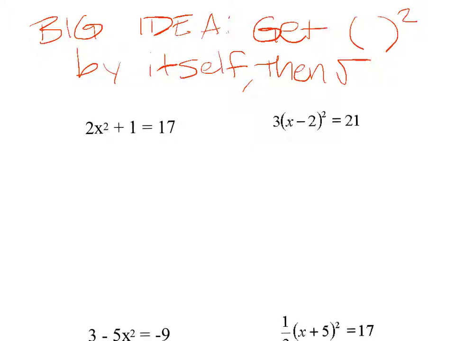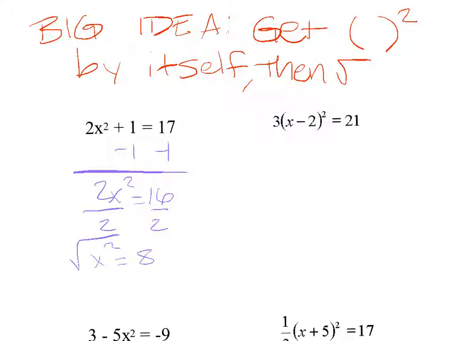So let's go with this first one here, where the thing being squared is just x squared. So I'm going to get x squared by itself. Just like before, we subtract 1 from both sides, so we get 2x squared equals 16. I have to divide by 2. x squared equals 8. All right, now I've got to get rid of the squared, so I'm going to bring in the square root. Remember what happens when you bring in the square root. You got to use a plus or minus. But first on the left, I've got a square root and a squared that cancel, so I get x equals. And then I've got plus or minus.